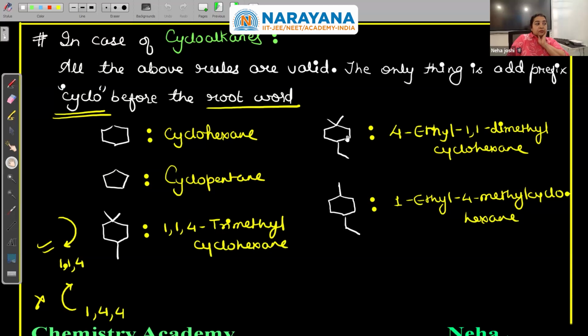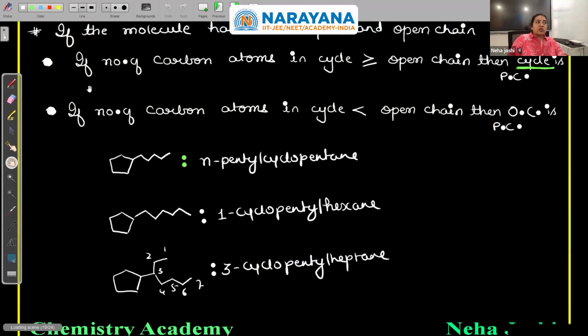Is that clear? Now here you see, this is 1,1,4-trimethyl cyclohexane. When the set is the same, then I will say 1-ethyl 4-methyl. Here I will not say 1-ethyl 4,4-dimethyl, because 1-ethyl 4,4-dimethyl will be a bigger set than this one I am using currently in this yellow. Absolutely okay, right? So the rest is the same.